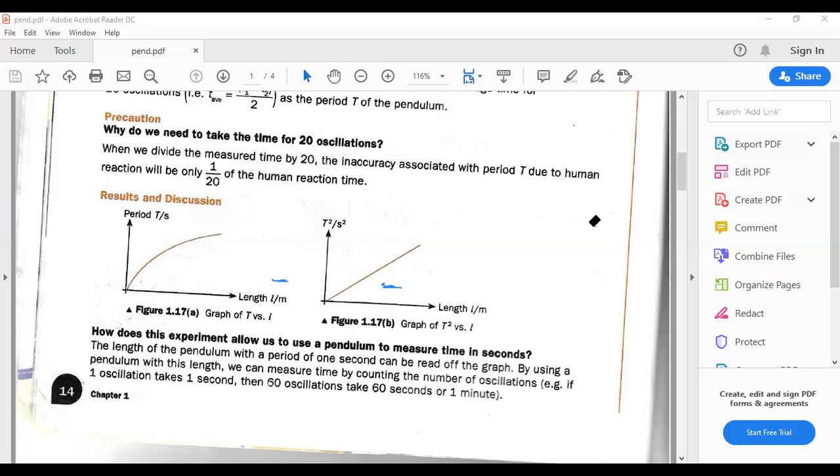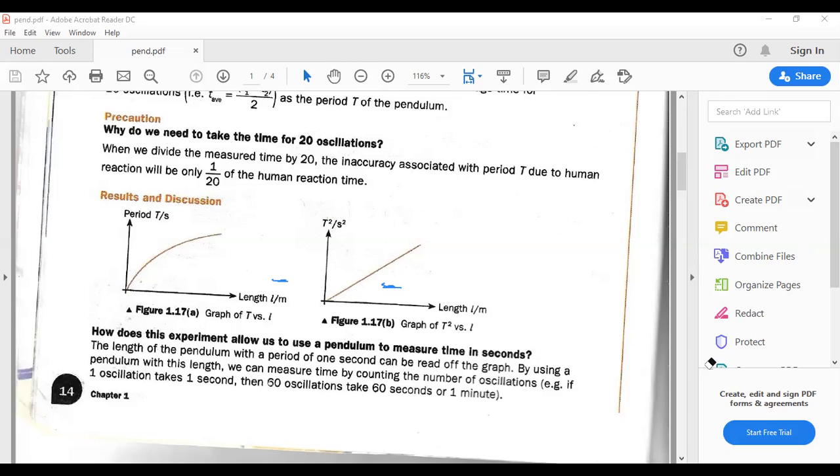Do we measure time in meters? Sir, isn't it seconds? Yeah, we measure time in seconds. Nobody says 10 meters of time have passed. We say 10 seconds have passed. So we measure time in seconds.